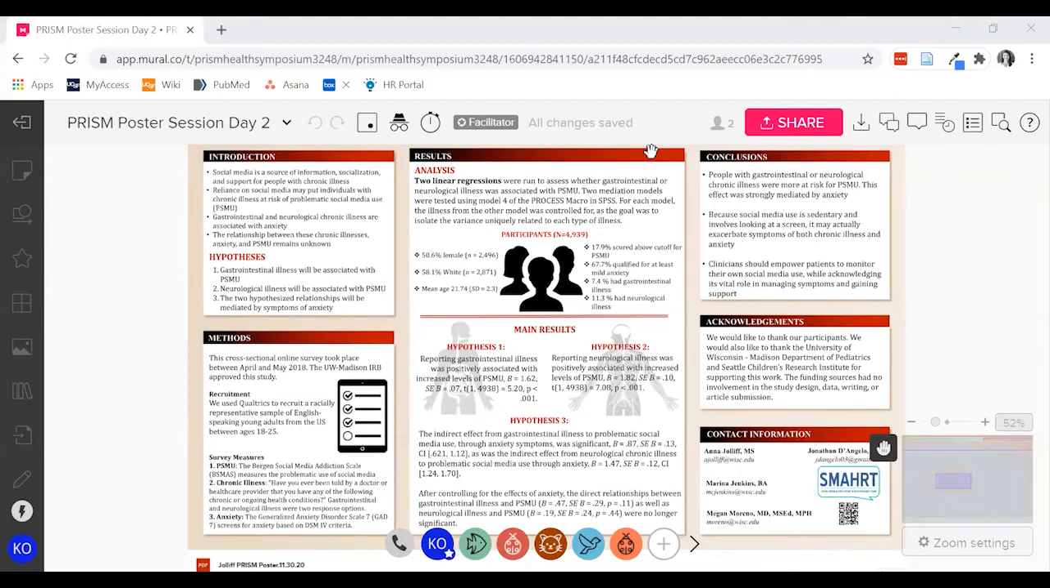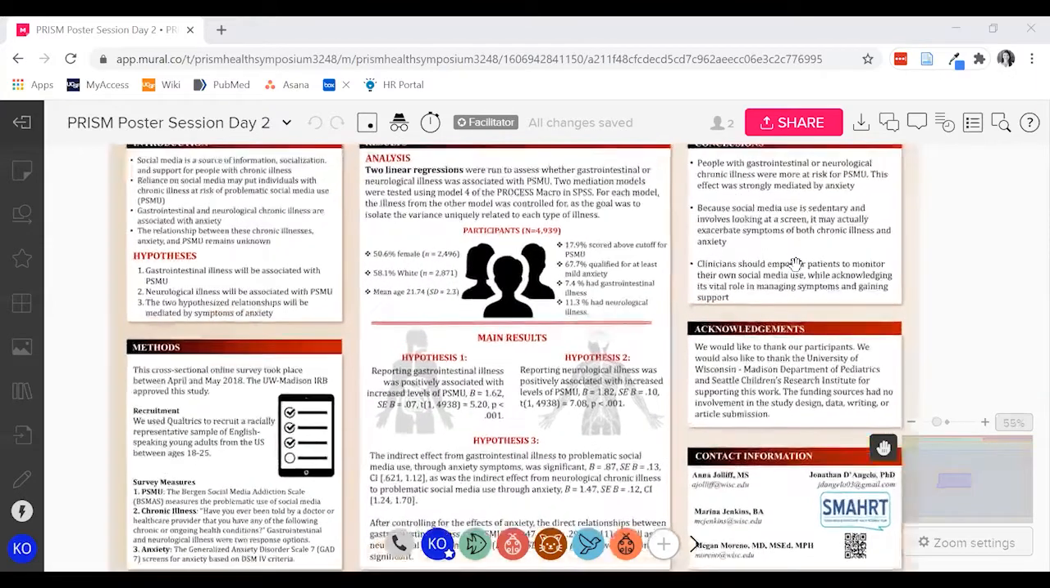So through an online survey of about 4,000 young adults that we recruited through Qualtrics, we found both that gastrointestinal illness and neurological illness predicted problematic social media use in young adults, and that this relationship was strongly mediated by anxiety. So in conclusion, people with chronic illness or anxiety may well benefit and do benefit from the positive affordances of social media. However, they might benefit also from education around how to identify and avoid its problematic use.